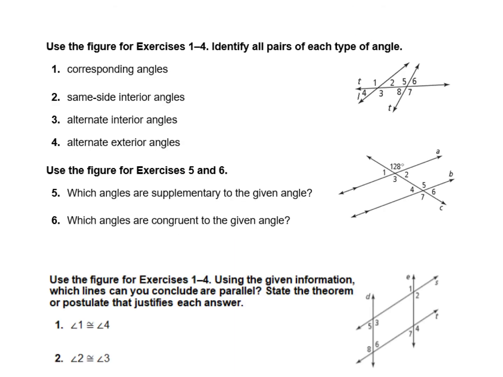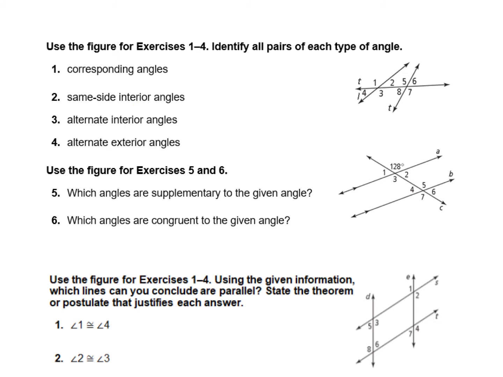Okay, now that we have done some reteaching and revisited these concepts, let's go ahead and just run through some practice problems. So use the figure for exercises 1 through 4. So we're going to use this figure right here. Identify all pairs of each type of angle. So here we have two lines cut by a transversal. So clearly these lines are not parallel. So we're not going to have any congruent or supplementary angle pairs, but you still have angle pairs. You still have corresponding angles, same side interior, and so on.